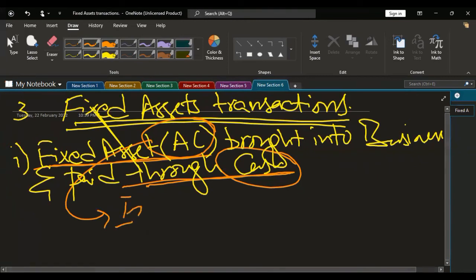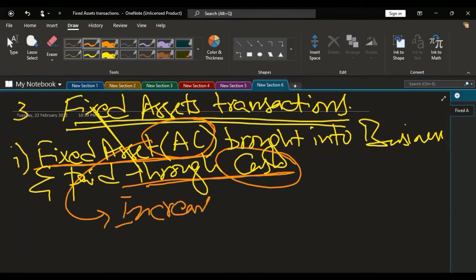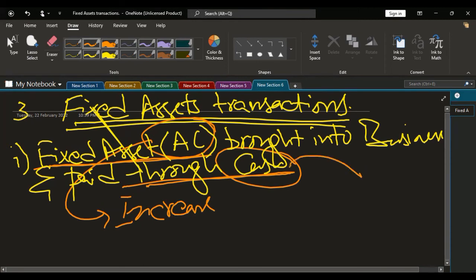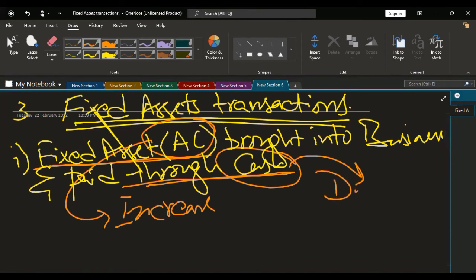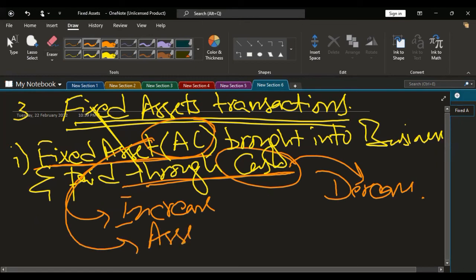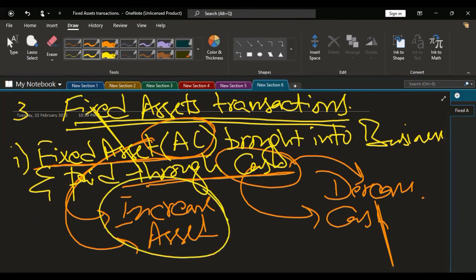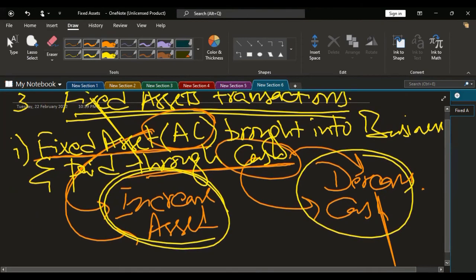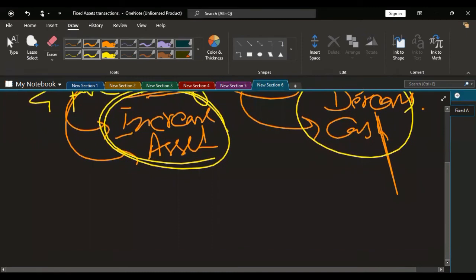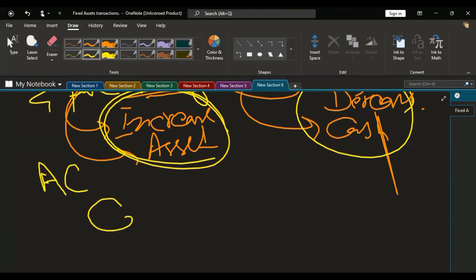The business's AC will be increasing and business cash that is paid against this transaction will decrease. So AC is an asset and cash is also an asset. Here one asset is increasing and the other one is decreasing. So the journal entry will be: increase in asset will be debit, AC debit, and decrease in cash will be credit. So AC debit, cash credit.